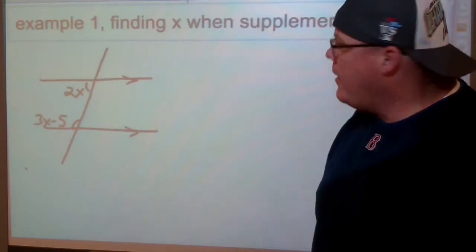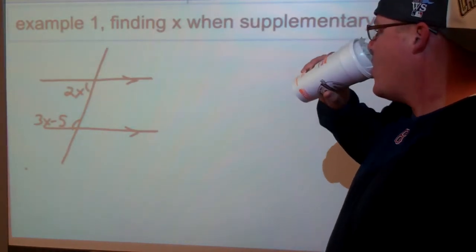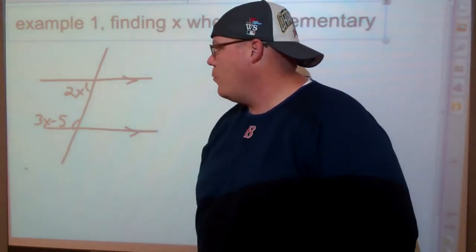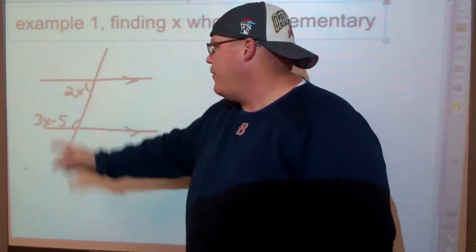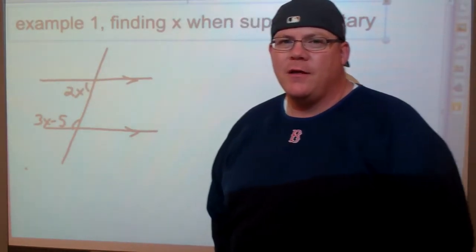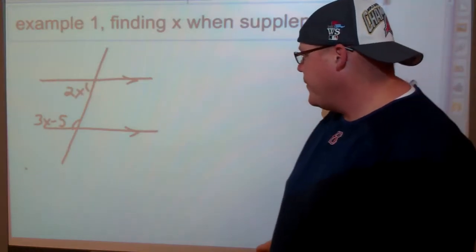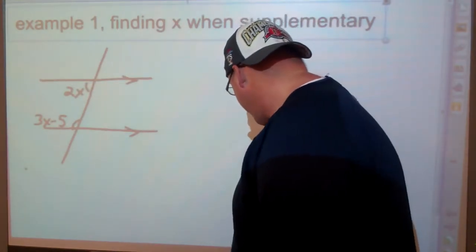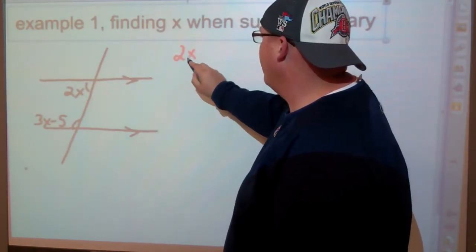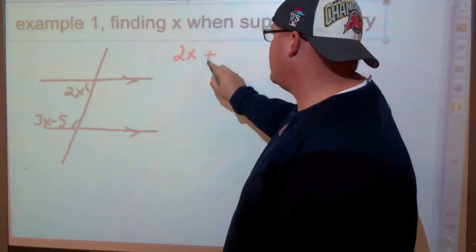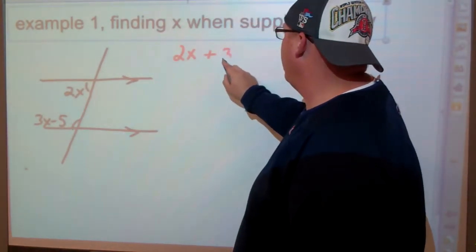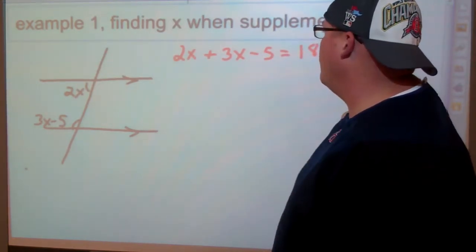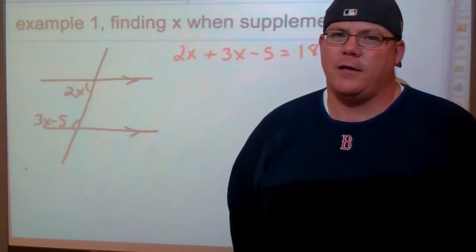So here, we're going to find, as an example, finding x when they're supplementary. Well, why are these supplementary angles? Because they're what? Same side of the transversal, inside the parallel lines. These are same side interior angles. So if they're supplementary, we're going to add them together. So I have 2x, angle 1, plus angle 2, 3x minus 5, equals, they're supplementary, so when we combine them together, they equal 180.